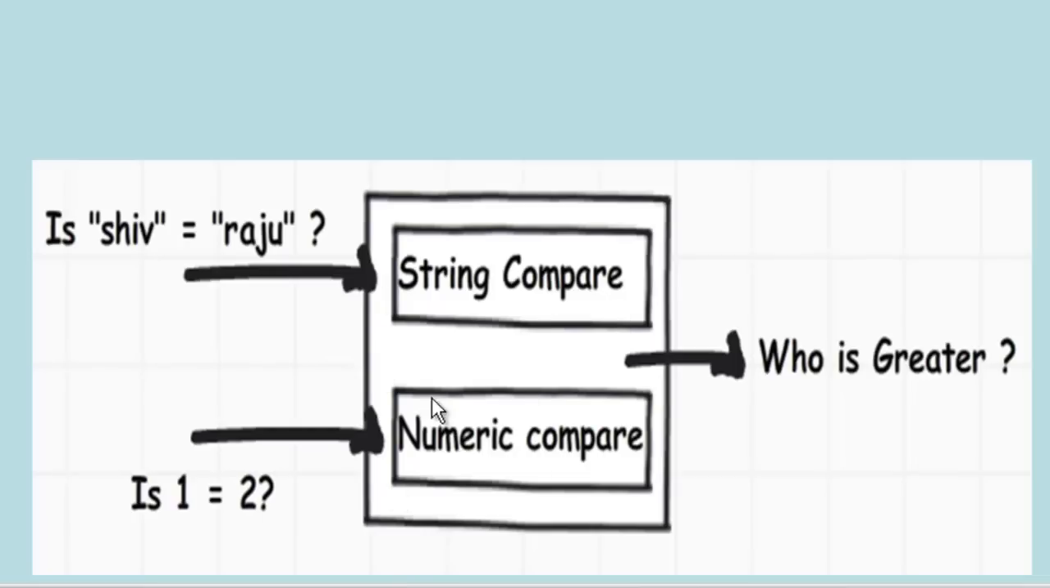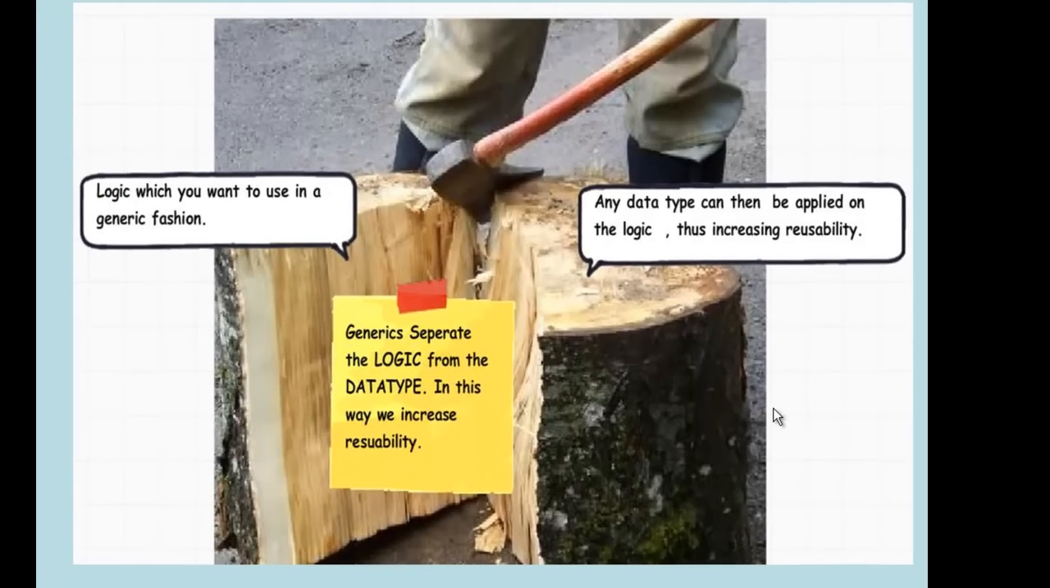this compare logic, from the data type, then you would be in a better shape. In other words, you would like to create a very generalized logic, and at runtime you can attach the data type to that logic, and that logic will operate as per the data type. And this is exactly what generics do. It separates the logic from the data type. So your logic and your data type can be separated by using generics, so that you can have better reusability, better maintenance, etc.